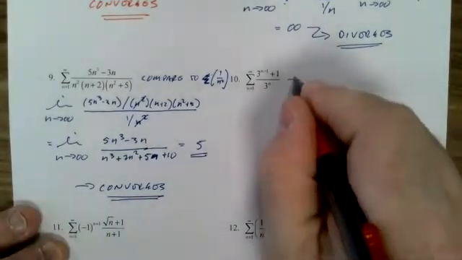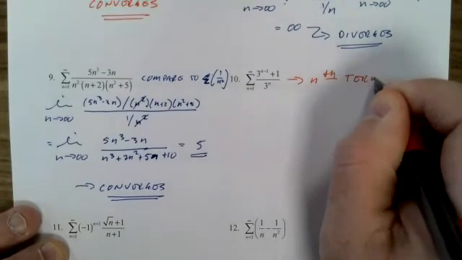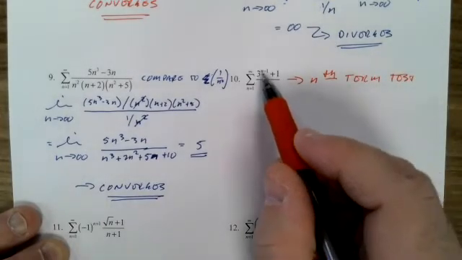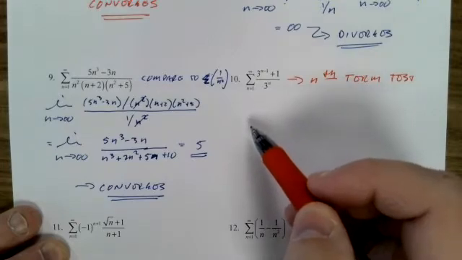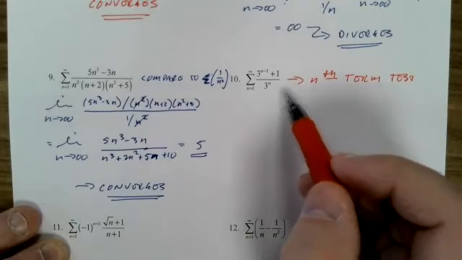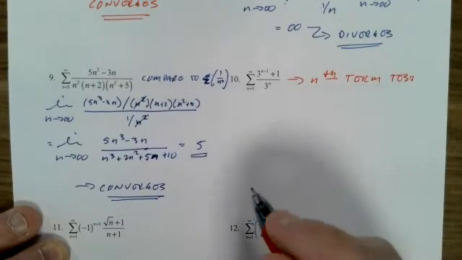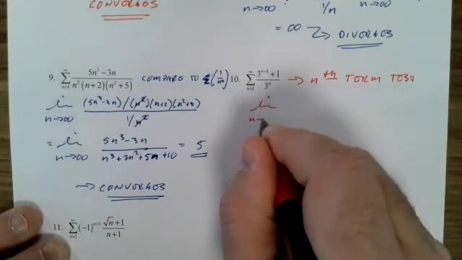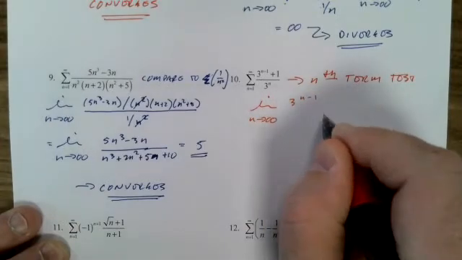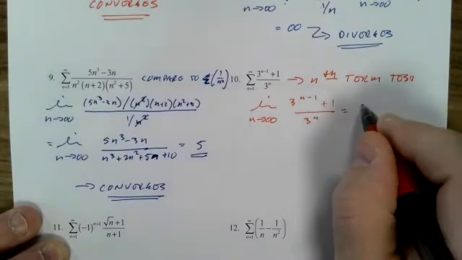Here we're going to use the nth term test for k, because the 1 becomes kind of irrelevant. This becomes 1/3 eventually. And that means the limit as we get out to a bazillion is 1/3. We're adding plus 1/3, plus 1/3, plus 1/3. Okay, that doesn't work. The limit as n goes to infinity of (3 to the n minus 1) over 3 to the n is 1/3.